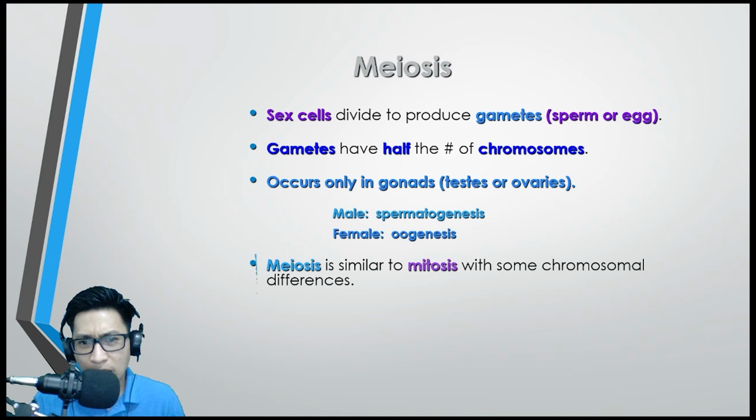Meiosis is somehow similar to mitosis. However, they differ in some chromosomal differences. That is the most distinct difference between meiosis and mitosis, the chromosomal difference. Like we were talking about earlier, mitosis produces diploid cells, or the complete number of chromosomes, while meiosis produces haploid cells, which contain only half the number of chromosomes.